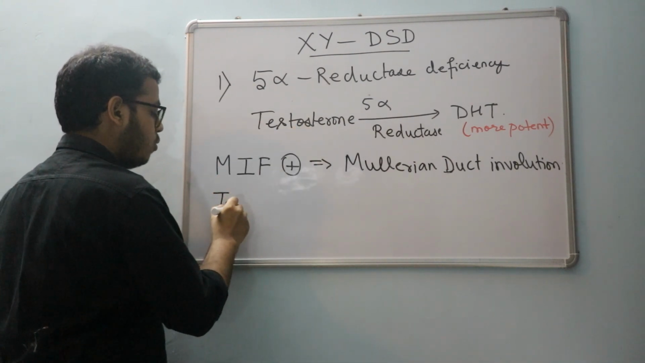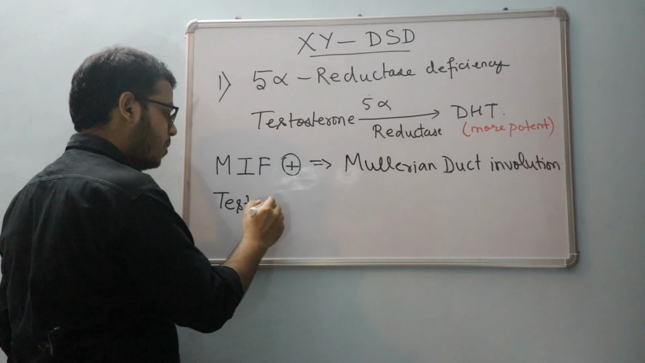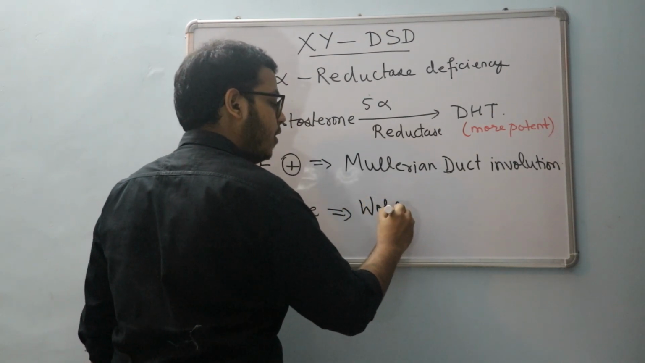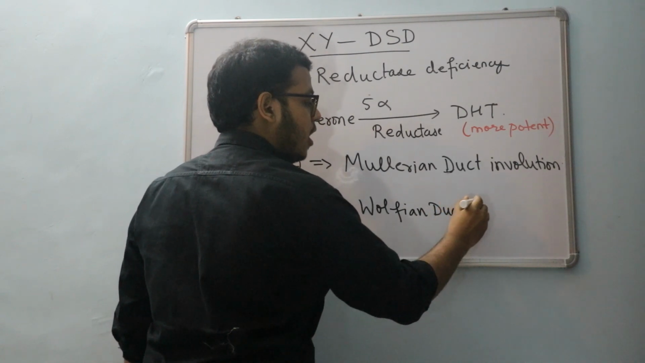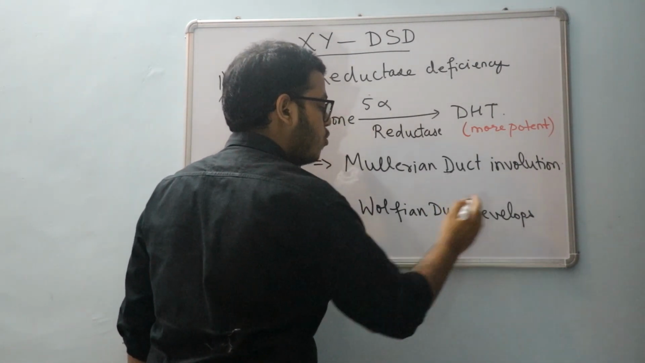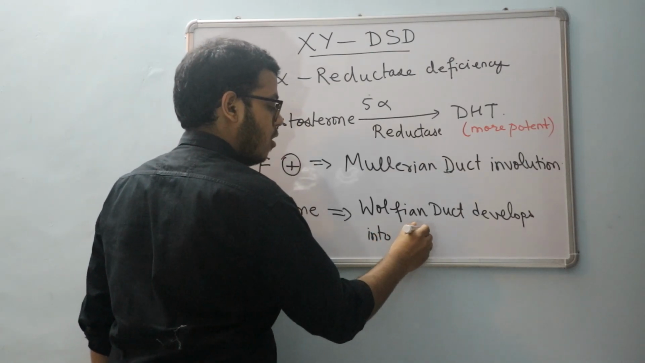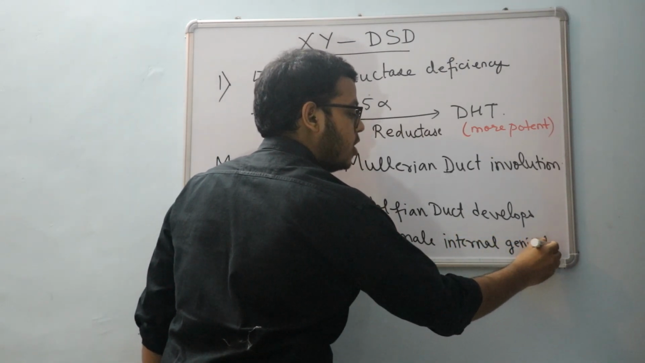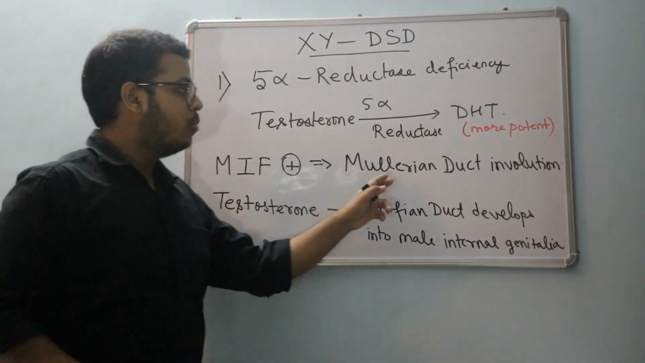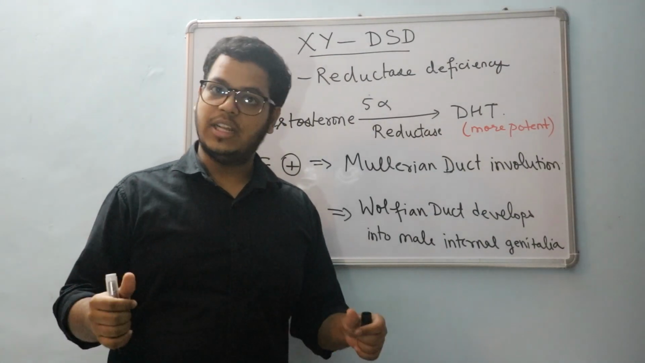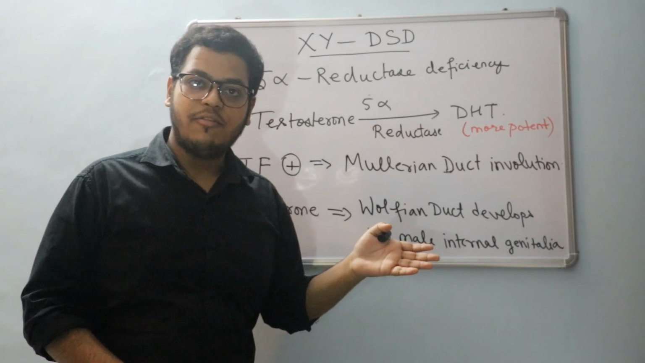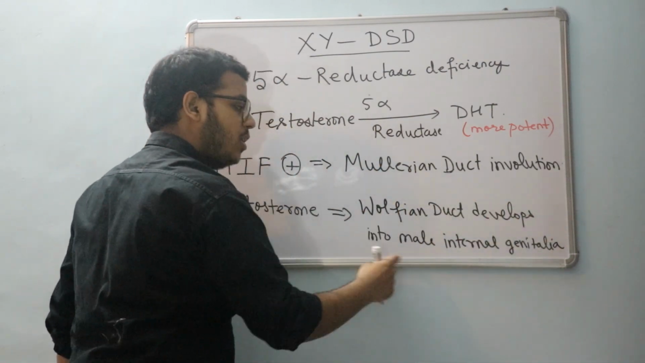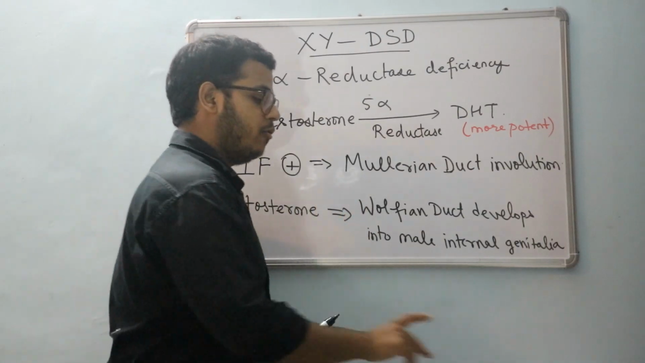Now testosterone, what will it do? DHT we don't have, but testosterone is present. So testosterone, because it is present, will act upon the Wolffian duct. So the Wolffian duct develops into the male internal genitalia. So Mullerian duct will be involuted, so we will not have female internal genitalia. That's for sure. Matlab, obviously, because we have XY, we should not have female internal genitalia. So we don't have that. And the Wolffian duct will form the male internal genitalia. No problem regarding this. Let us move forward.